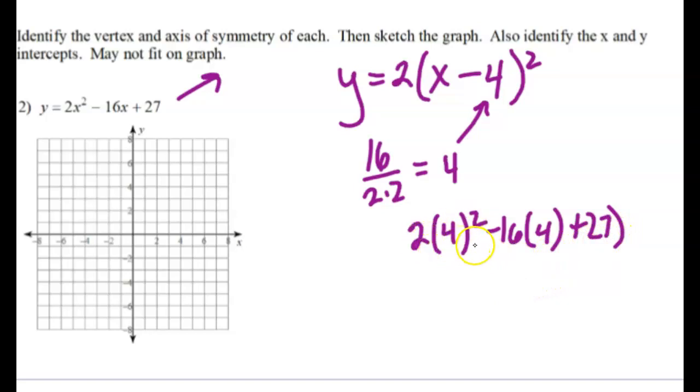16 times 2 is 32, minus 64 is negative 32. I got a negative 5. So I'd have a minus 5 back here. I don't know if I did that right. I think so, but it didn't ask you to do that at all on number 2. You didn't have to put it in that form. I just want to show you how easy that is. You're just finding the h and k. Better? Maybe? Okay.